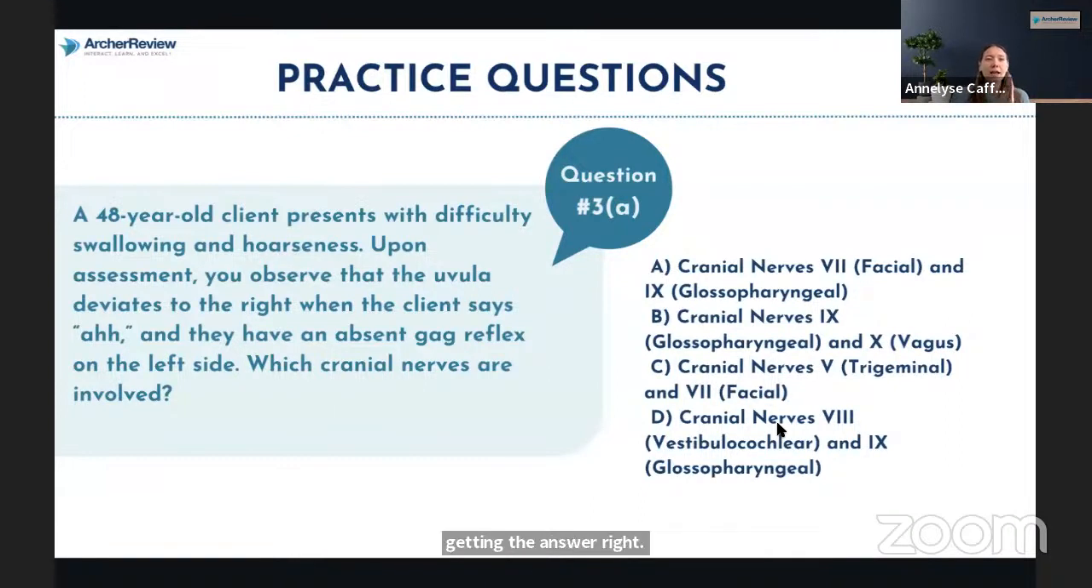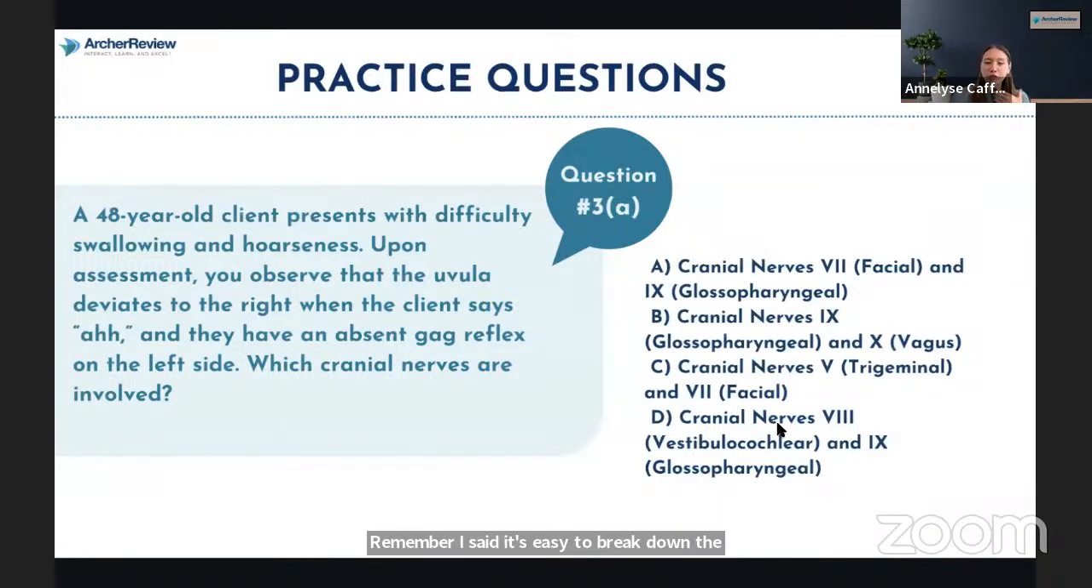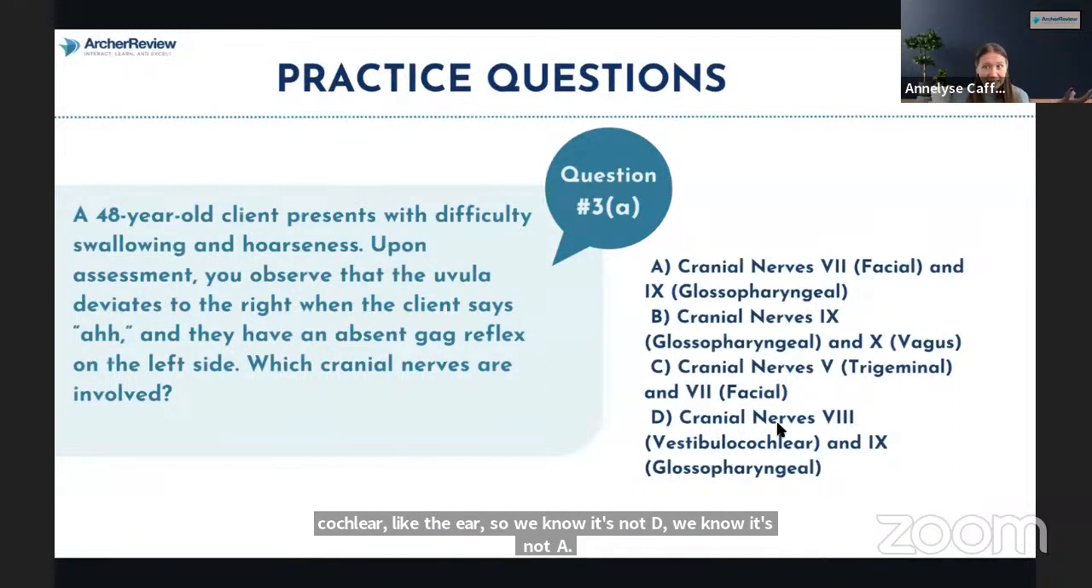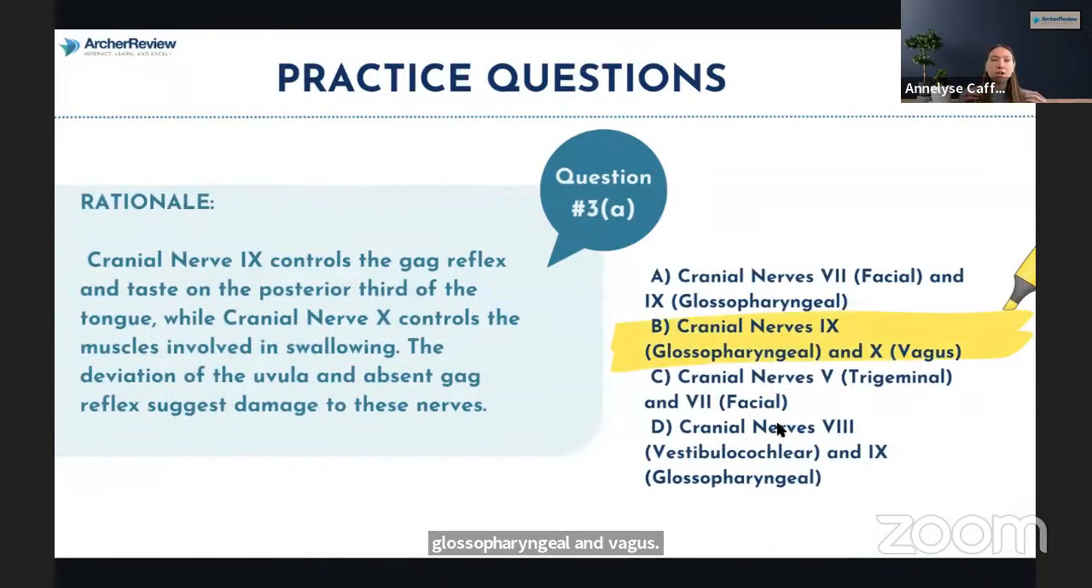This is huge. Okay, as a couple tips for anyone who's maybe confused or struggling. Remember, I said it's easy to break down the term. So we know in our assessment, we're looking at things in the back of the throat, their uvula and their gag reflex. So we can get rid of facial because it's not going to be their facial aspect. We can get rid of vestibular cochlear because remember, cochlear, like the ear. So we know it's not D, we know it's not A, and we know it's not C. So what does that leave? That leaves option B for us, glossopharyngeal and vagus. Remember, those two cranial nerves together are in charge of our gag reflex. You guys all got that right.